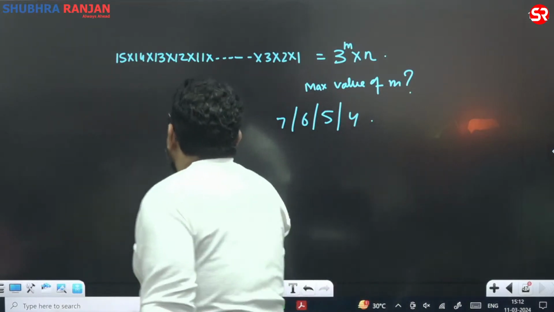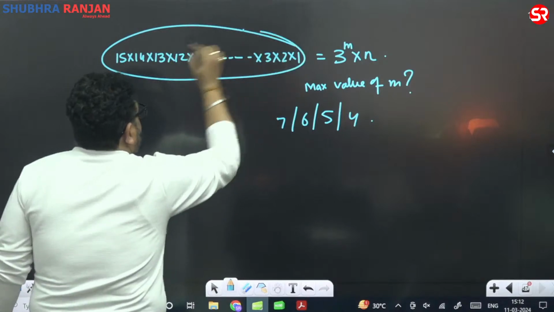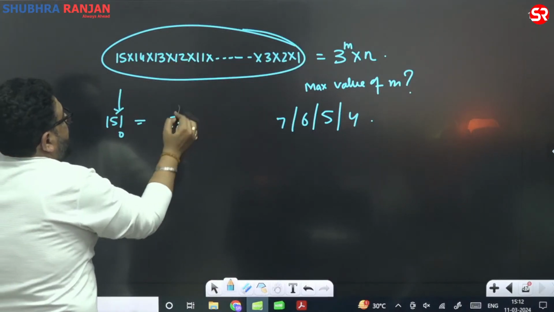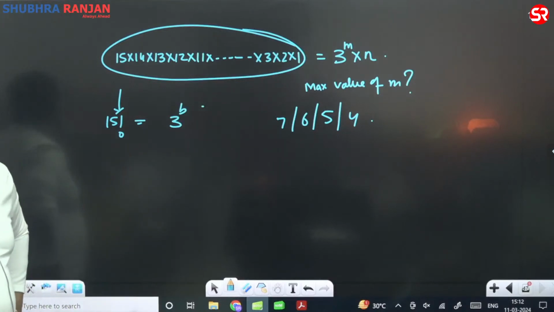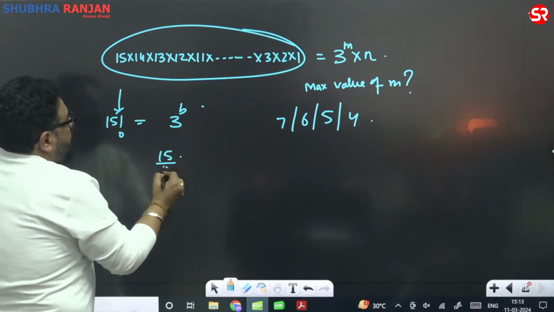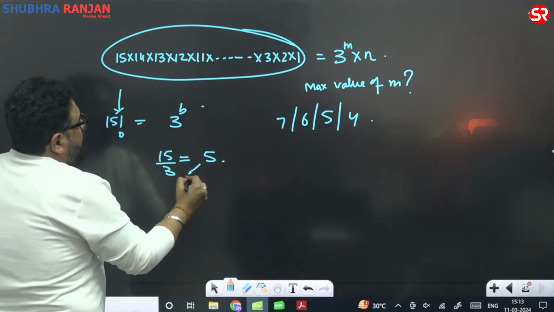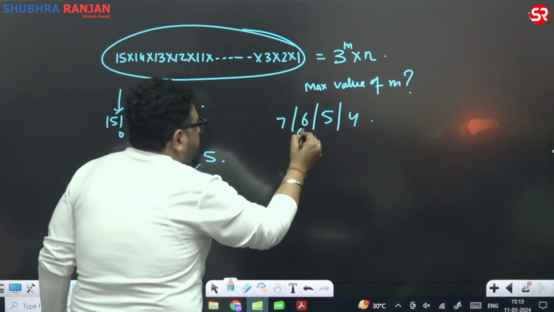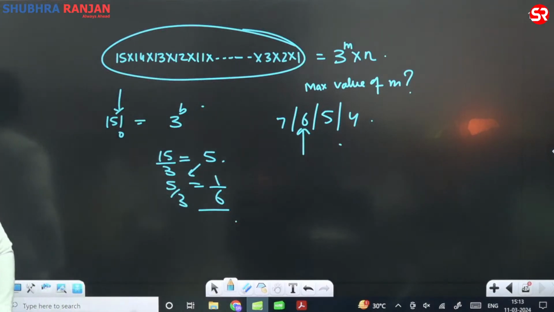So see, this is 15 factorial, right? And he's asking what is 3 to the power b, what is the value of b? Agreed. So what would that be? 15 by 3 is 5 and 5 by 3 is 1. Answer is 6. He's asking about the value of m. We don't bother about n.